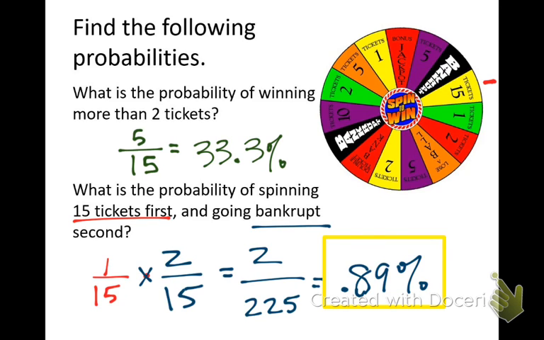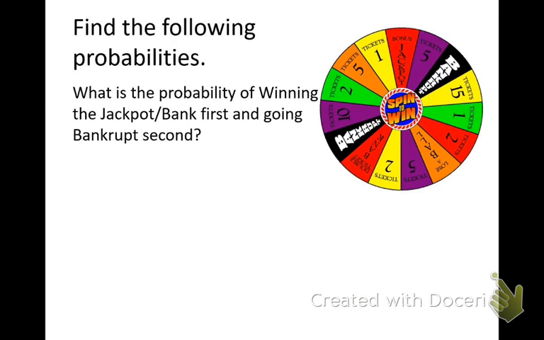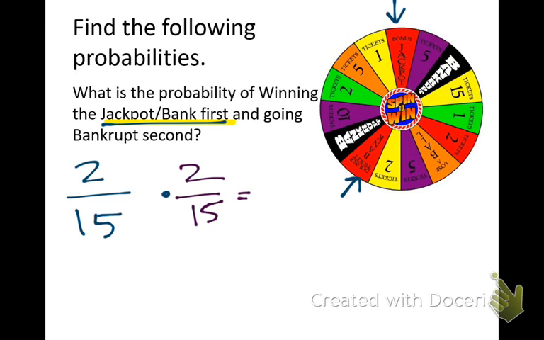All right, we do one more together. What is the probability of winning the jackpot or bank first and going bankrupt second? So how many spots are the jackpot and then the bank? So here's a jackpot. Where does it say bank? Double ticket bank. Are there any others? No. So that's 2 out of 15. To go bankrupt, we already did this one. How many ways did it go bankrupt? 2 out of 15. Multiply straight across. 2 times 2 is 4. 15 times 15 is 225. We should get above 1% this time. What is it, 1 point? 1.78 percent.